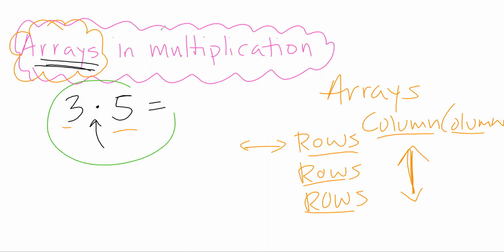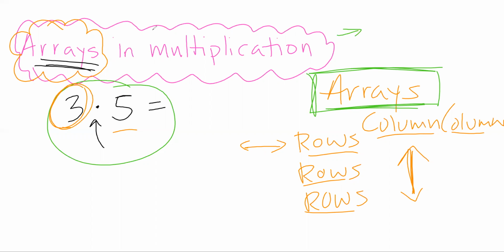So if we had like 3 times 5 and we were going to build an array to help us solve that, we would think about whatever one we want to use with the rows or the columns. It's our choice, and we'll talk a little bit later about why that's okay. But let's just say, for example, I want my 3 to be my rows. So that means I'm going to have 3 rows. So 1, 2, 3, right?